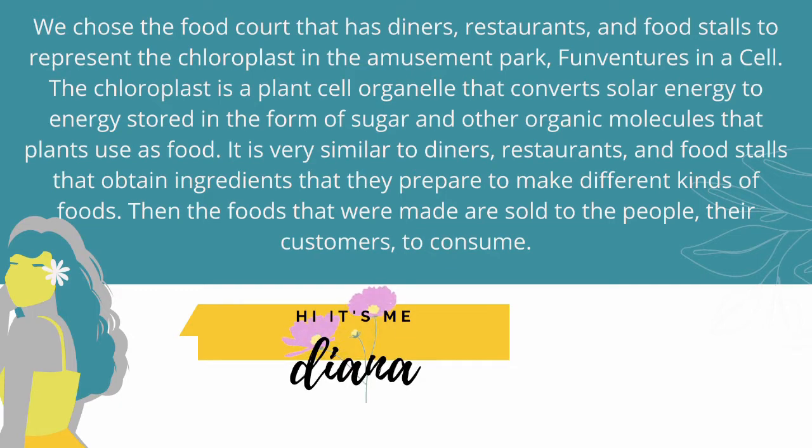The chloroplast is a plant cell organelle that converts solar energy to energy stored in the form of sugar and other organic molecules that plants use as food. It is very similar to diners, restaurants, and food stalls that obtain ingredients that they prepare to make different kinds of food. Then, the different kinds of food that were made are sold to the people, their customers, to consume.